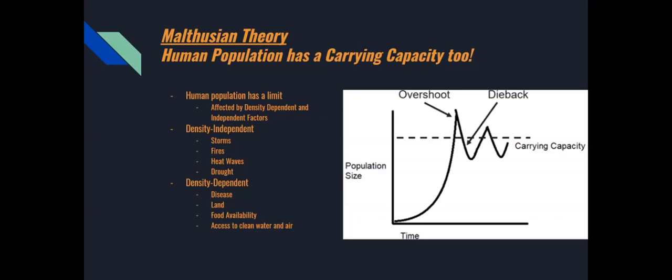Whereas density dependent factors, they affect a population more if it's larger. So for example, disease such as COVID-19 will travel and spread faster in a population that's large, and it'll negatively impact it more. Same thing with land and food availability. The more people there are, the more that stuff is valuable and it'll be used up more. Same thing with access to clean water and air. You might not be able to access this stuff if the area is too overpopulated.